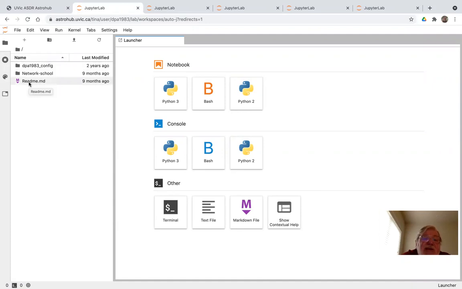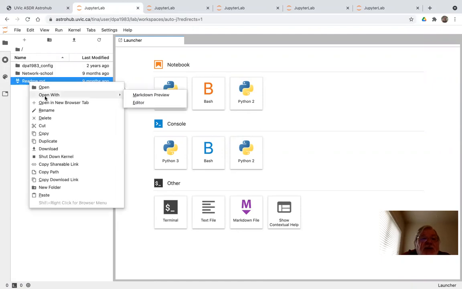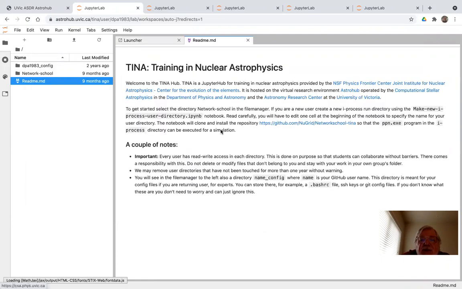You don't just left click it. You click the right button like this, and you ask to open this file with Markdown preview. This one, okay. Then you just read these instructions. I'm not going to read them right now. I'm just giving you a link so that you will start to explore this yourself, because everything should work. If something doesn't work, please report to me immediately via the CaNPAN Mattermost channel or via email.